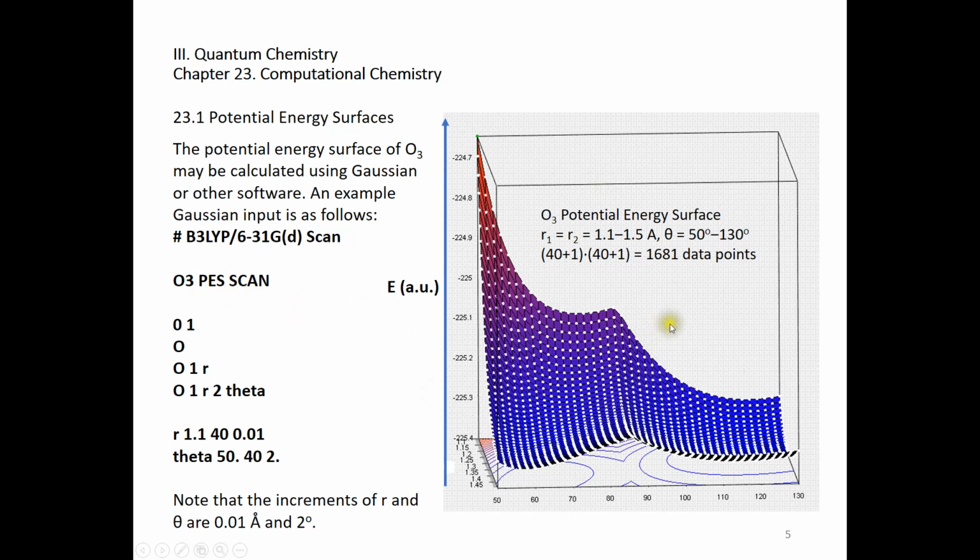From this potential energy surface, we can identify the minimum. I think the global minimum is somewhere here. The bond angle is probably 115 degrees. It's a little hard for me to visualize the three-dimensional plot, and also the bond distance. So it's roughly here. I'm going to draw a line here, roughly 1.25. I'm just estimating this, but if you really do the calculation, you will be able to get the energy value for every single data point on this potential energy surface.